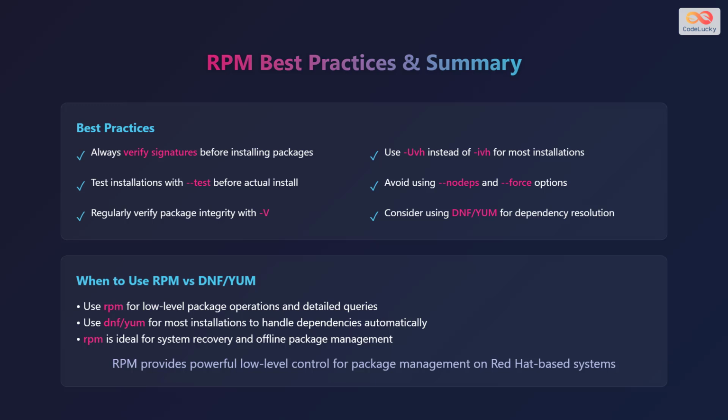Use RPM for low-level package operations and detailed queries. Use DNF or YUM for most installations to handle dependencies automatically. RPM is ideal for system recovery and offline package management. In conclusion, RPM provides powerful low-level control for package management on Red Hat-based systems.